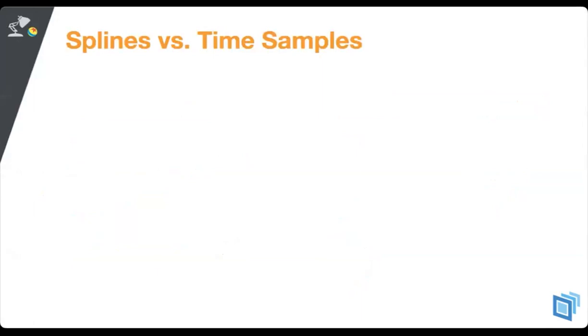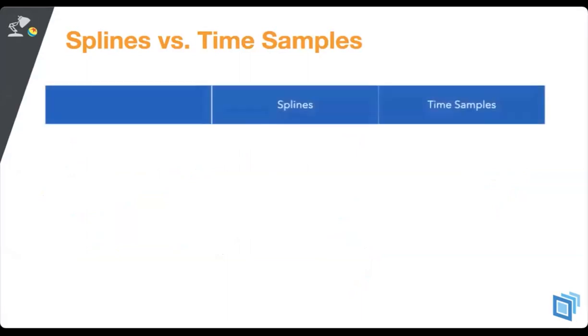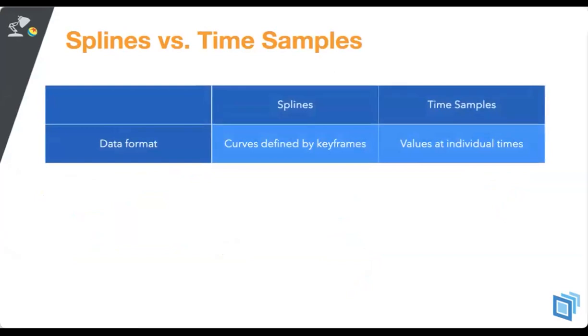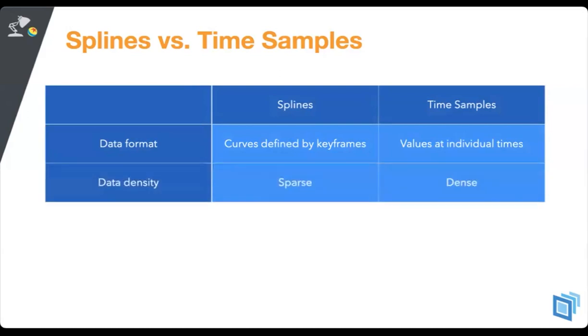Some of you are probably familiar with the fact that USD already has time samples, which are discrete values at times for attributes whose values are not constant. Splines are not quite the same as those. A spline is a curve, a continuous curve, defined by keyframes, also called knots, whereas time samples are values at individual times. Splines tend to be sparse. They don't have to be, but they typically are. Time samples tend to be dense. They don't have to be, but they typically are.